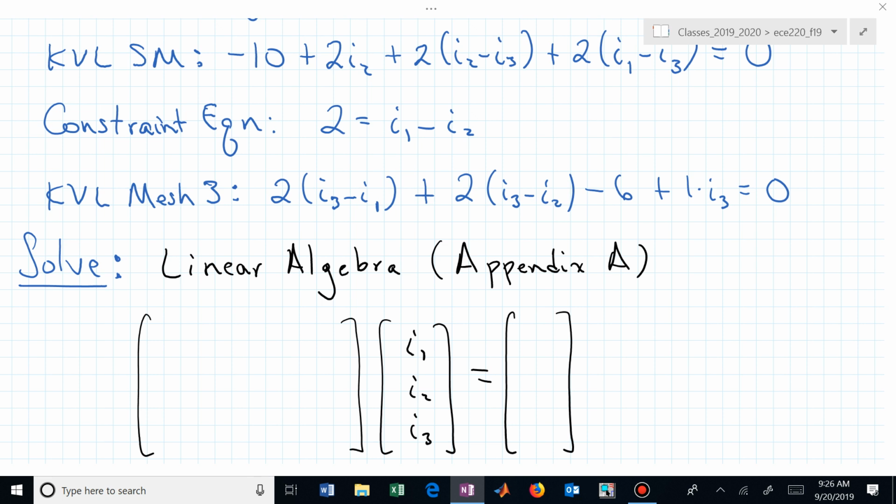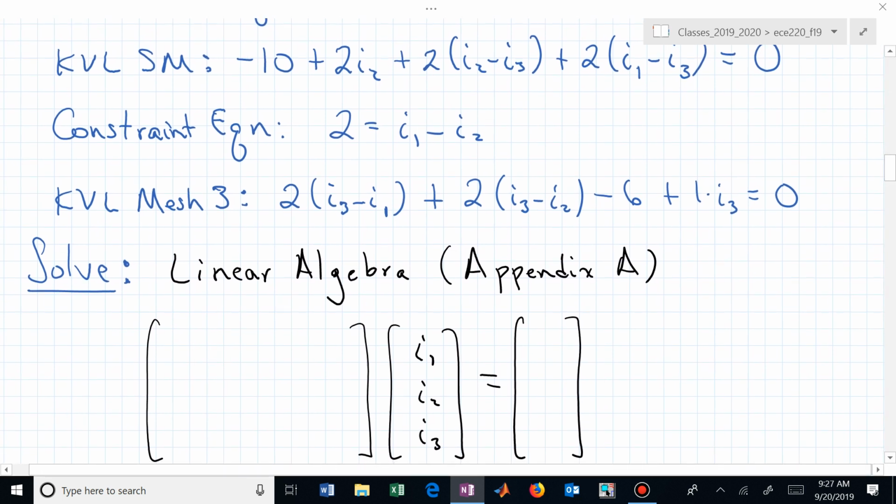What's in the 1, 1 entry of that 3 by 3 matrix? I'm going to use the first equation, the supermesh equation, to fill in the first row. Now I'm looking for the coefficient that scales or is multiplying I sub 1. I just see a 2. Is that what you guys see? This is now 2 scaling I sub 1. I sub 2, I see a 4.